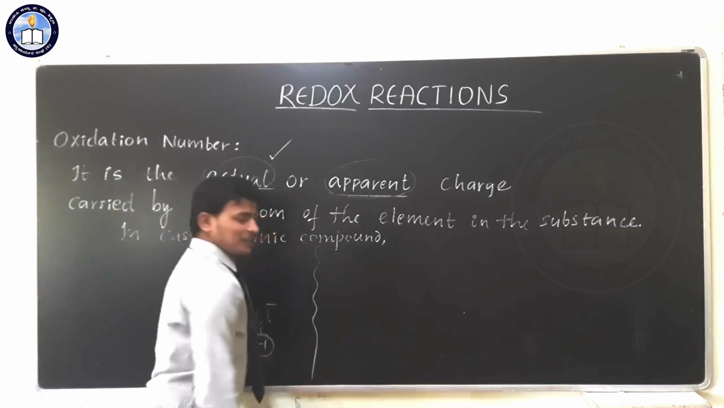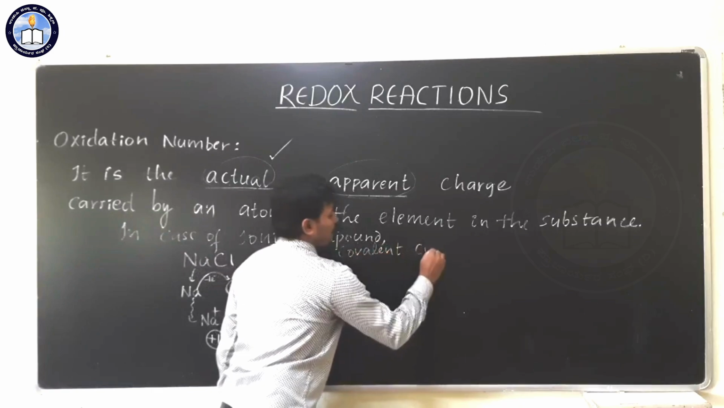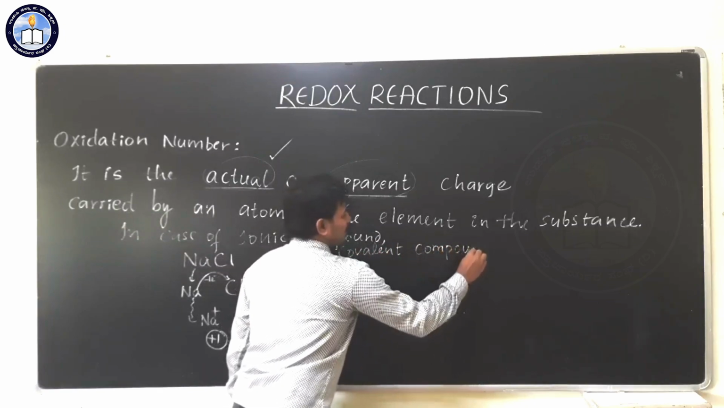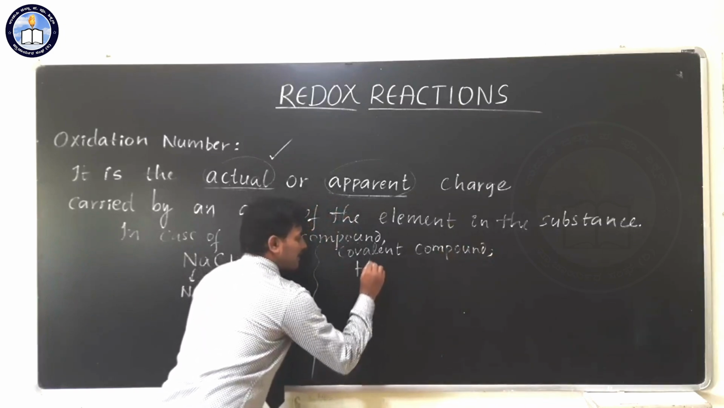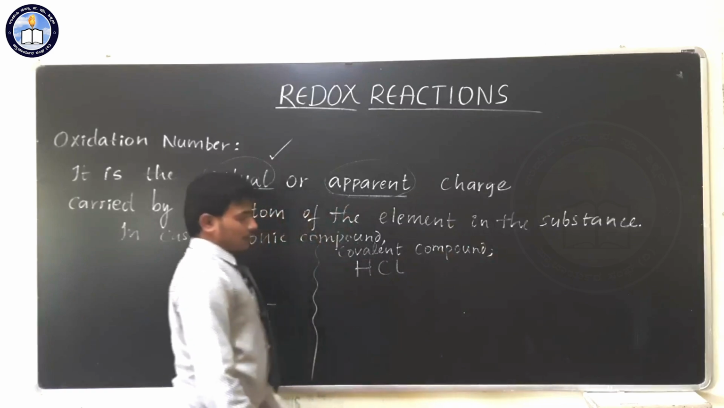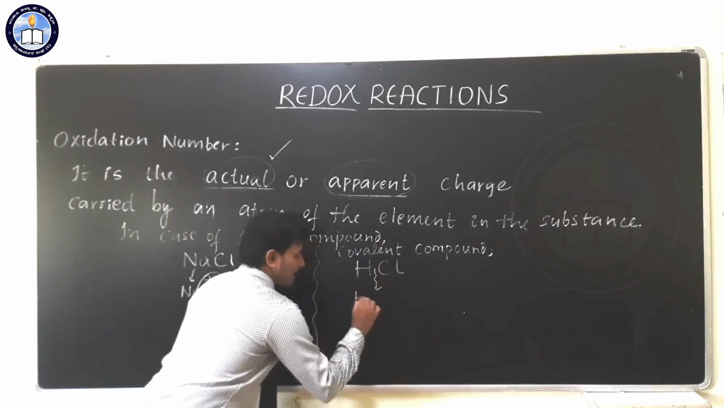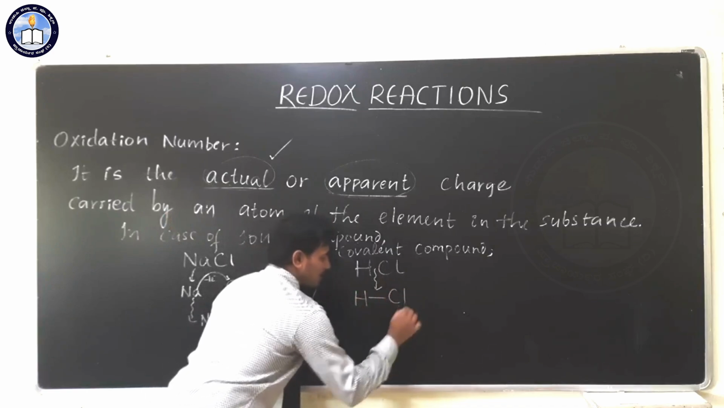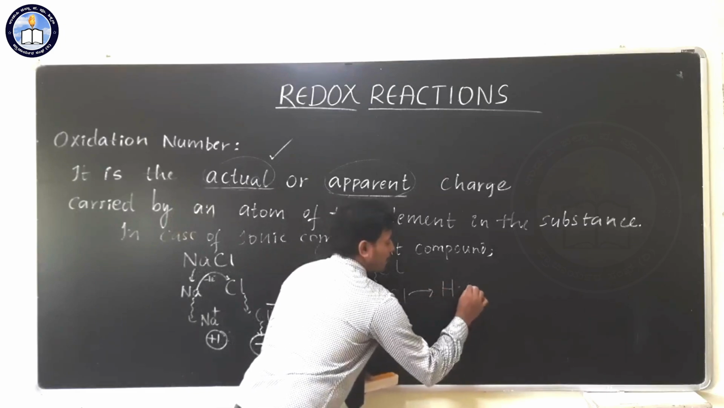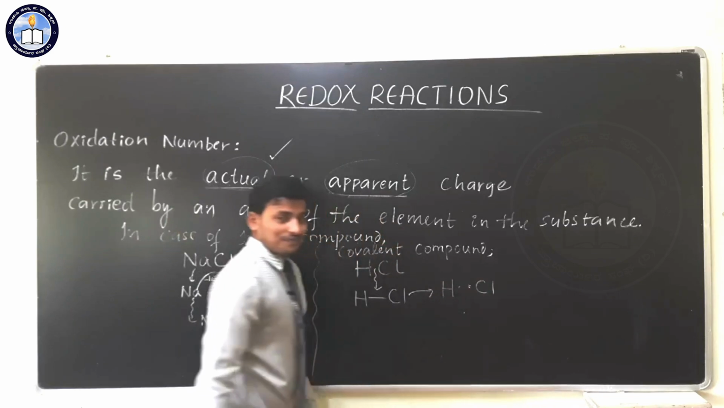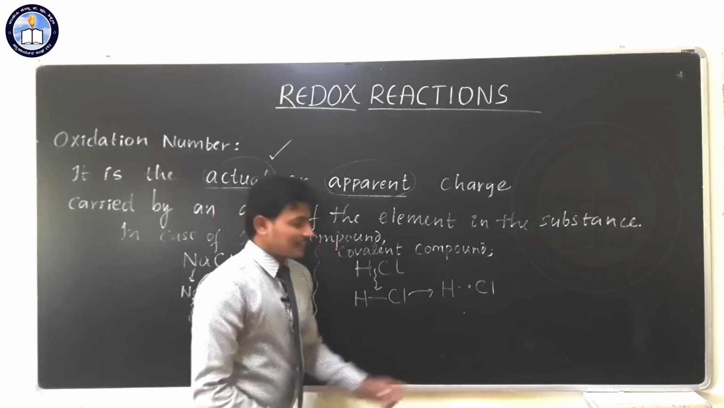But in case of covalent compounds, for example, HCl. Okay, this HCl can be written as H-Cl. Even I can write in this form also: H, a pair of electron, and Cl. What it indicates? This one single bond is nothing but a pair of electron.